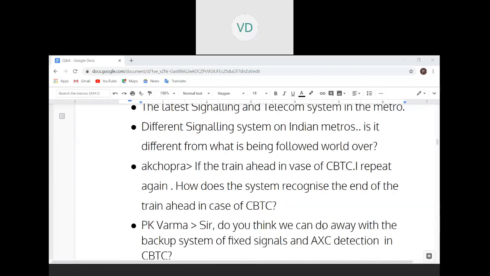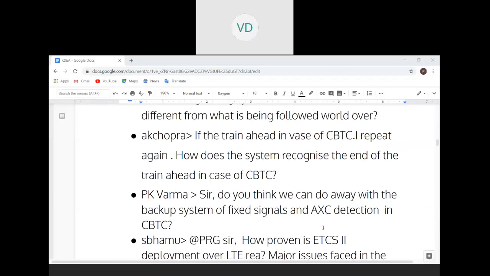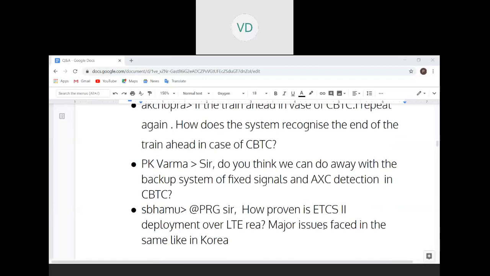Sir, there is a question from AK Chopra. How does the system recognize the end of the train ahead in case of CBTC? See, the train length is known and the location of the train is known, so the back of the train can always be recognized. The front end is known because of the odometry calculation, and the train length is known, so the back end of the train is known, and you give a margin of 50 meters or something, and that is the stopping point, sir.